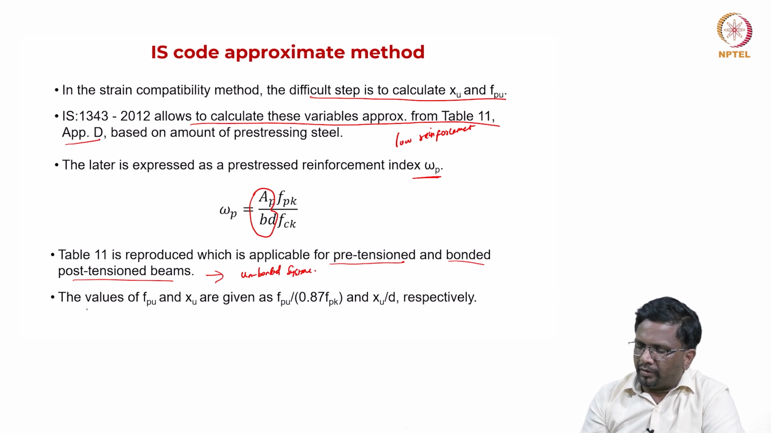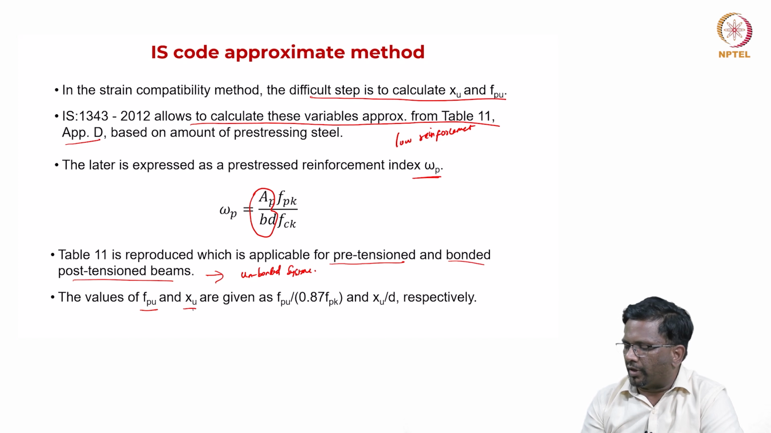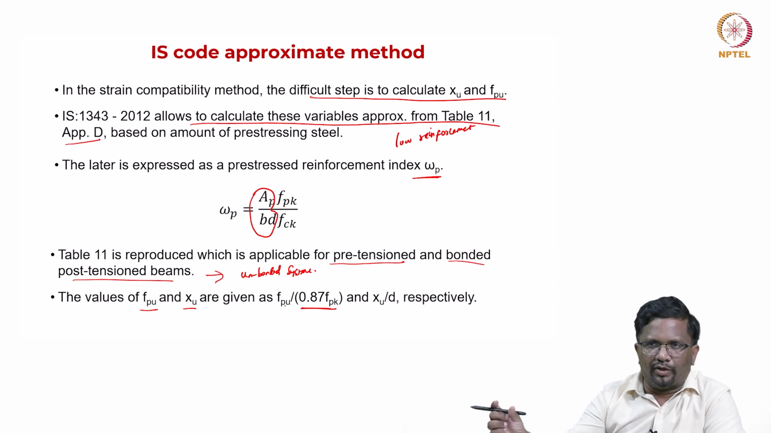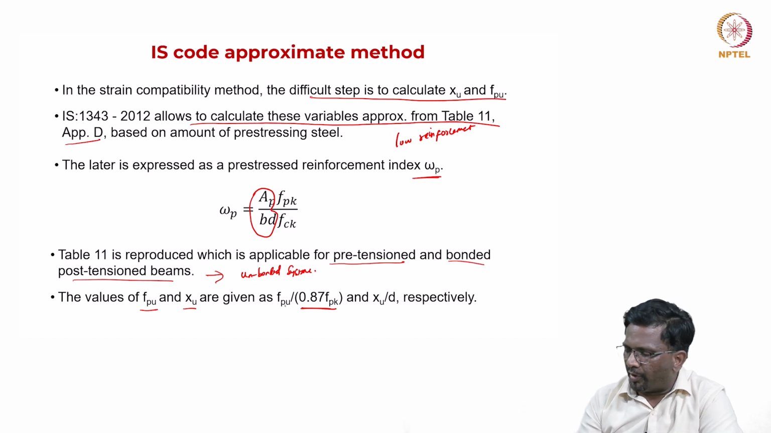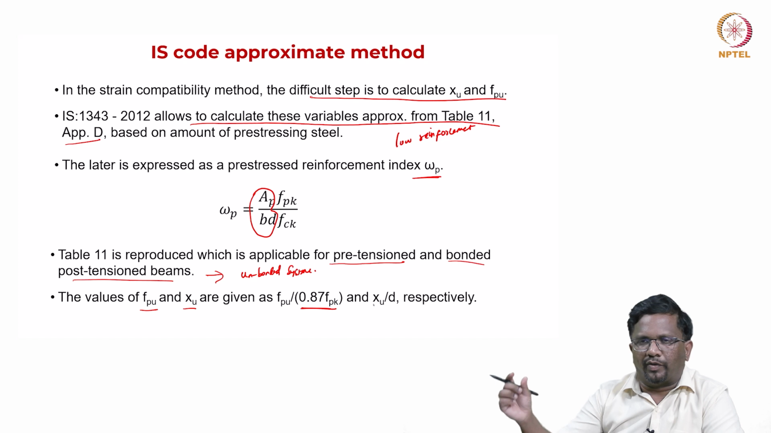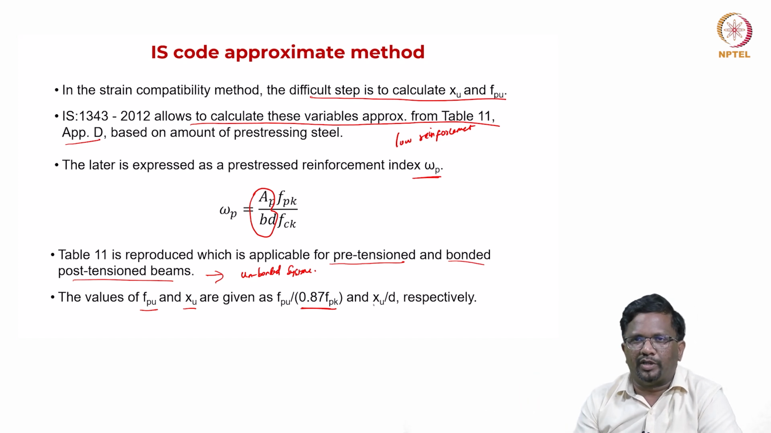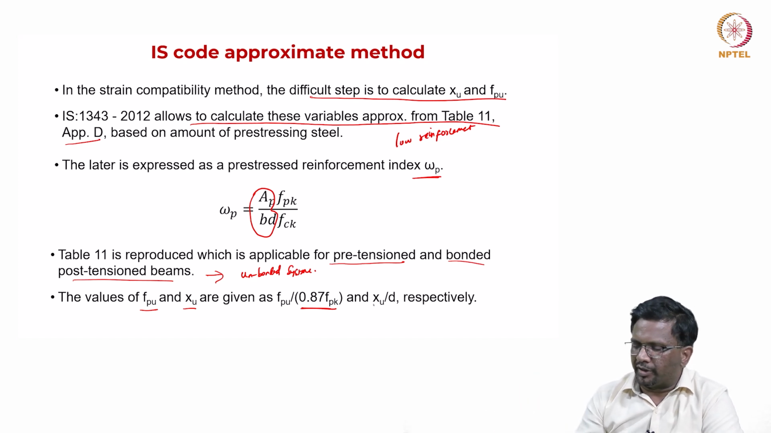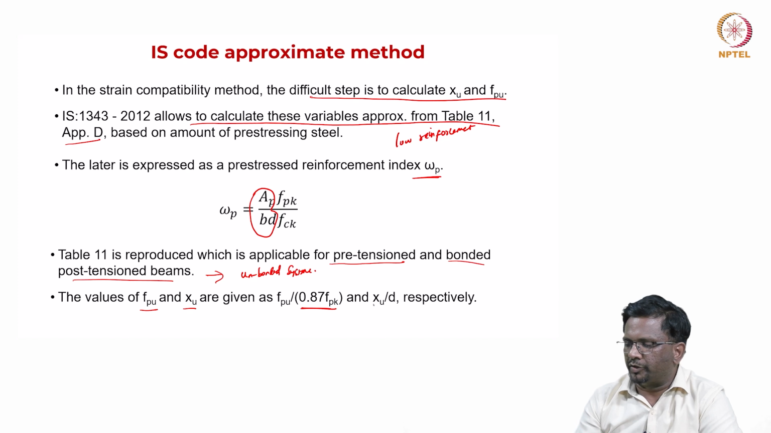Okay. And the values of FPU and XU at ultimate condition are given as a function of the value 0.87 FPK. That means I get this ratio, then FPU will be equal to whatever value is given in the table multiplied by 0.87 FPK. Similarly, XU will be the value that I get from the table multiplied by the effective depth. So, this is called the reinforcement index.